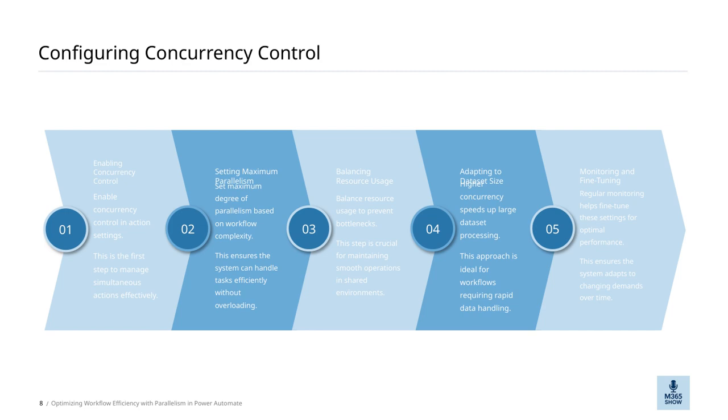Think of this as finding the right balance. If you set it too high, you risk overloading your system, but if it's too low, your workflows may run slower than necessary. Balancing resource usage is key here. By carefully adjusting this setting, you prevent bottlenecks and ensure your shared environment continues to operate smoothly without unnecessary delays. For workflows dealing with large datasets, increasing concurrency can significantly speed things up. This is especially useful when rapid data processing is essential.